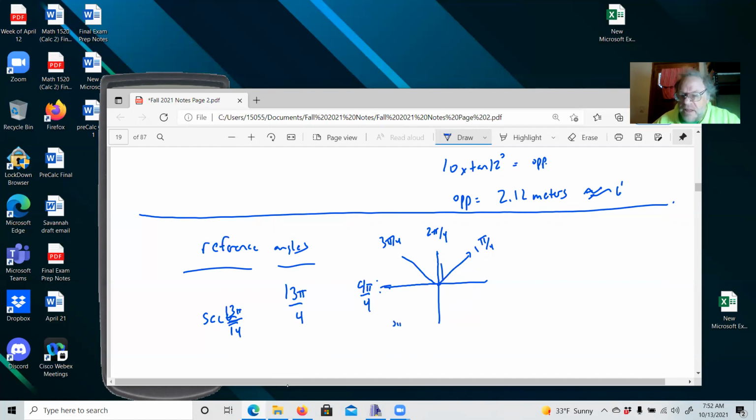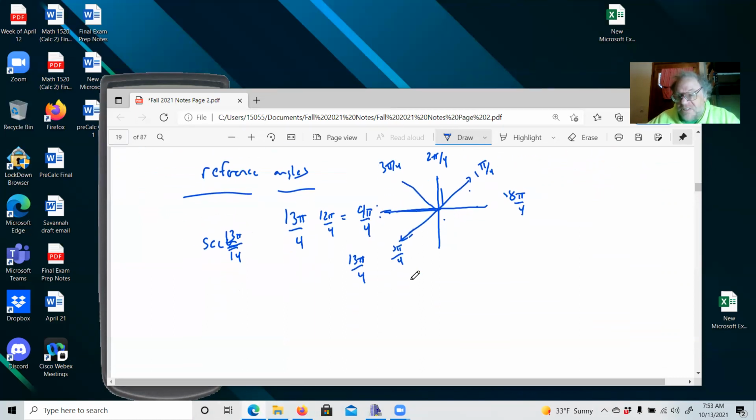Here's 5 pi over 4, and we're just going to count it around. I know all the way around is 8 pi over 4. Then this is also 12 pi over 4, and then we get to 13 pi over 4. This is just a mnemonic device to help you count. Wherever you draw these angles, as long as they're approximate, you're going to be fine. It doesn't have to be drawn perfectly. This is for you.